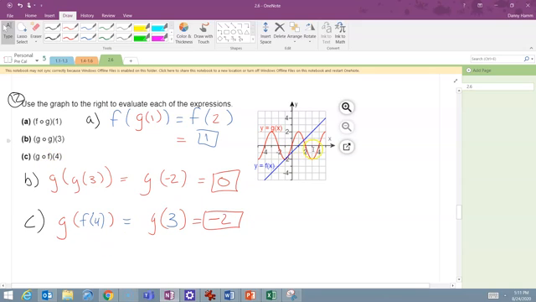And then finally, we're evaluating with f first when x is 4. So I go over to 4. What is my value for the y on the blue? I see it is 3. Now that 3 becomes my x value for the g function, or the red function. So I go over to 3. And then what is the value here on this graph? It is -2.